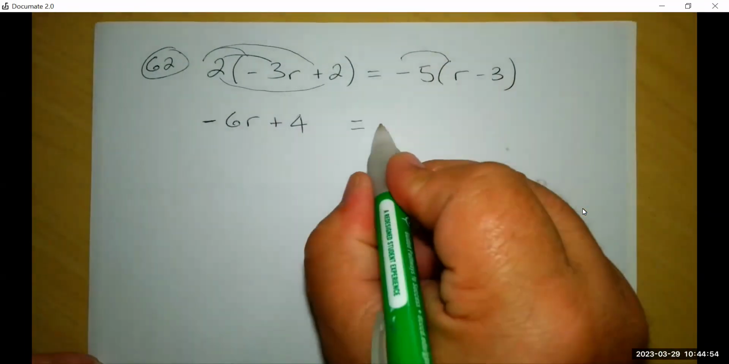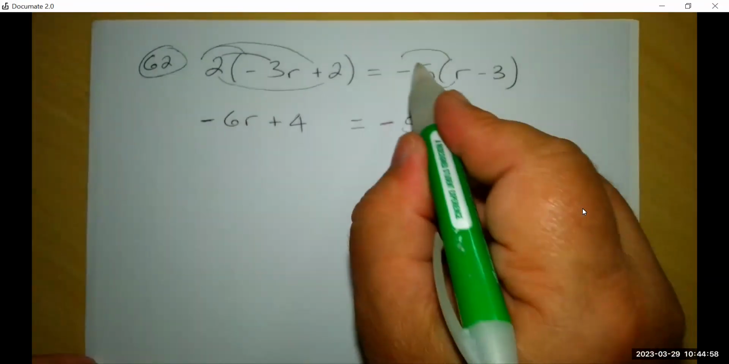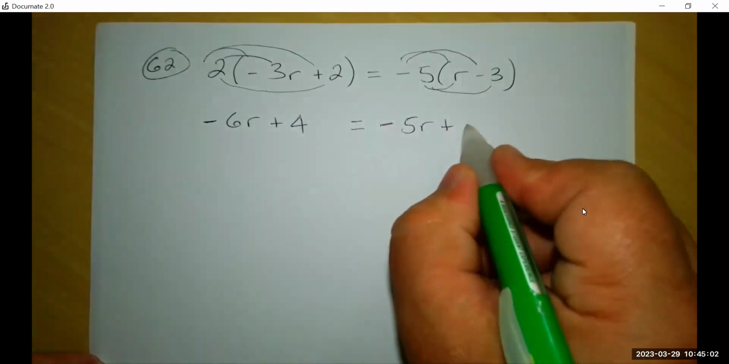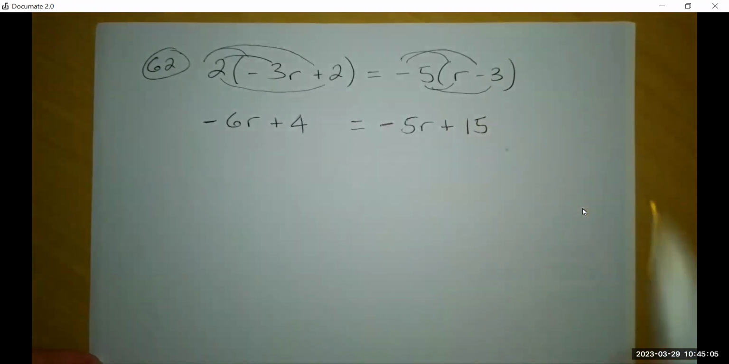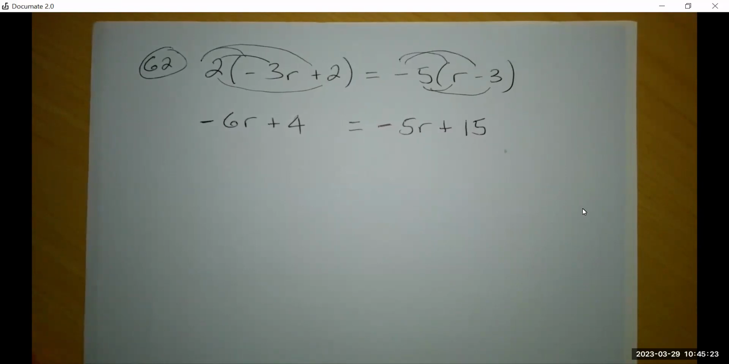Negative times positive is negative. 5 times r is 5r. Negative times negative is positive. 5 times 3 is 15. So far, so good. It's just distributivity. Again, do the signs and the numbers separately. We have x's on both sides. Which one do we move?